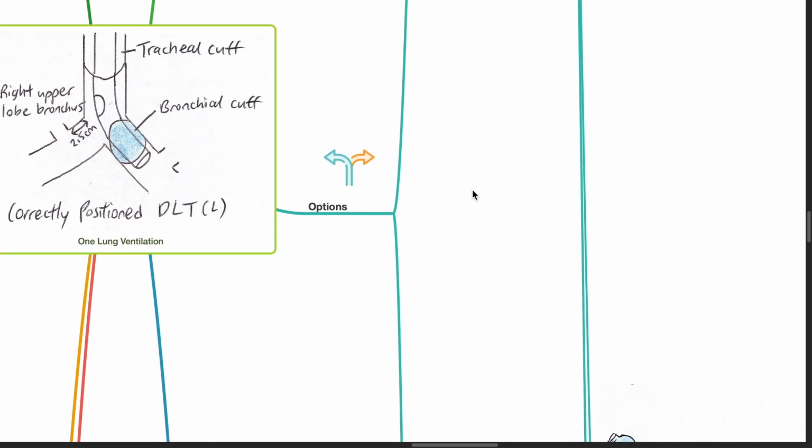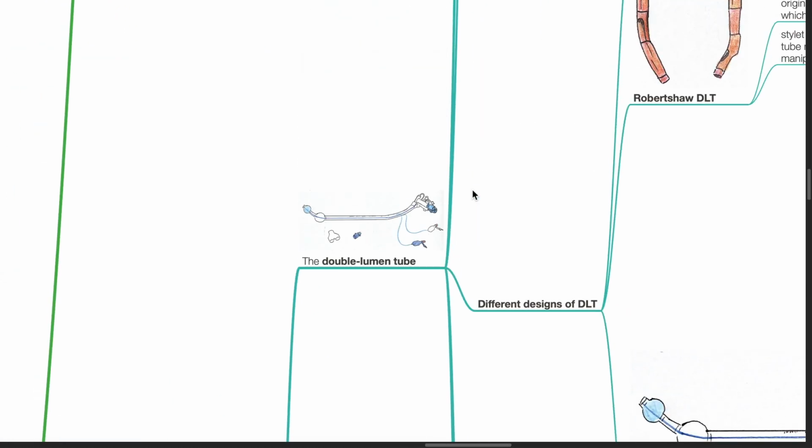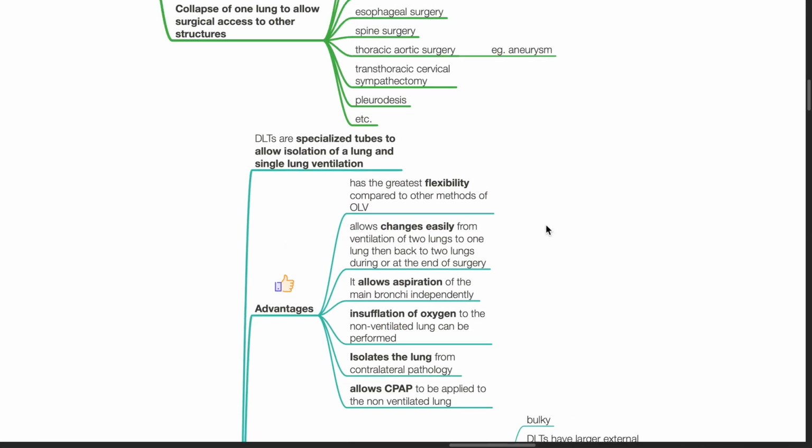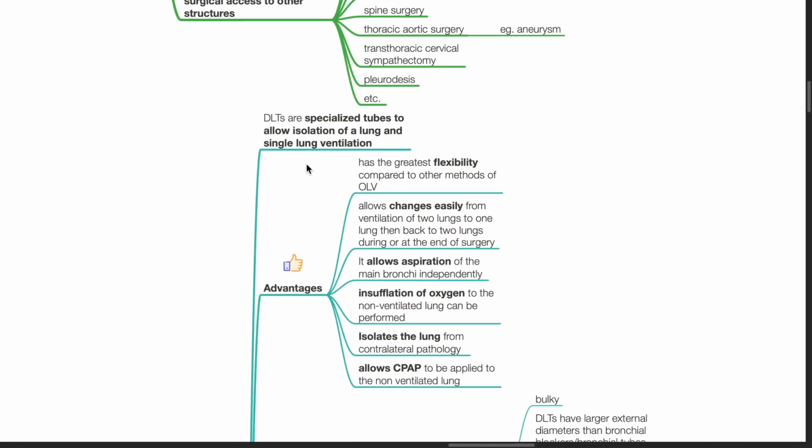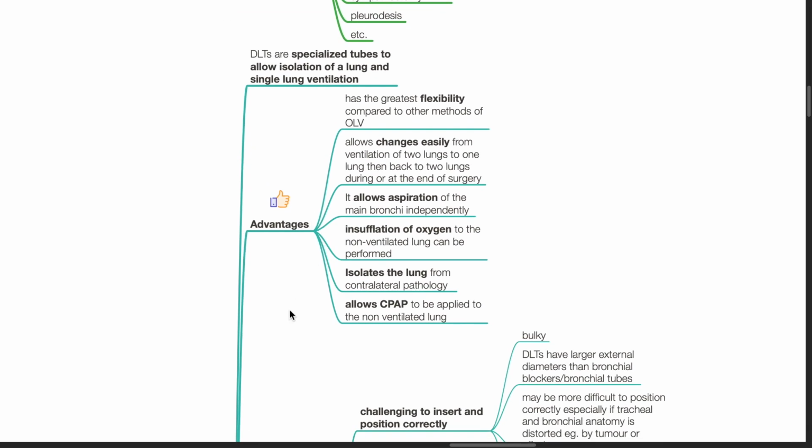Options for one-lung ventilation: the double lumen tube. DLTs are specialized tubes to allow isolation of a lung and single lung ventilation. Advantages: it has the greatest flexibility compared to other methods of OLV. It allows changes easily from ventilation of two lungs to one lung, then back to two lungs during or at the end of surgery. It allows aspiration of the main bronchi independently. Insufflation of oxygen to the non-ventilated lung can be performed. It isolates the lung from contralateral pathology and allows CPAP to be applied to the non-ventilated lung.